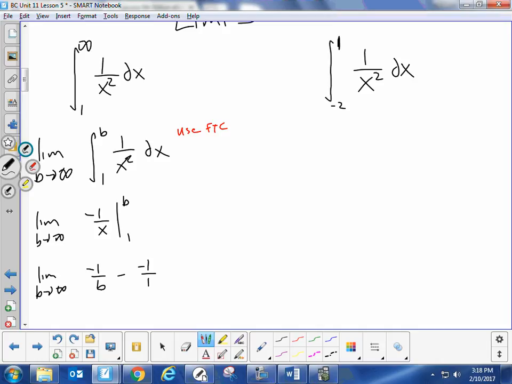Now, we know what the limit as b approaches infinity of negative 1 over b is. As the denominator continues to grow and grow, what is 1 divided by that huge denominator? It's approaching 0, right? So we would say this is 0, and then I'd add 1, and it turns out the infinite area, starting at 1 and going to infinity under 1 over x squared, will approach a value, and it will approach the value of 1.